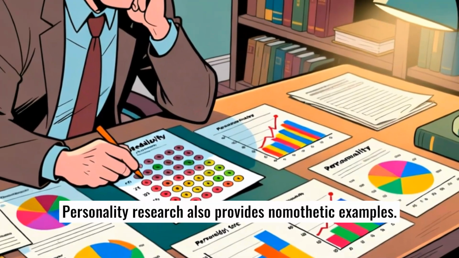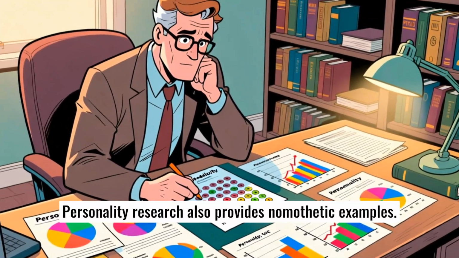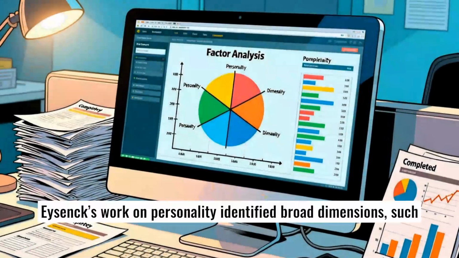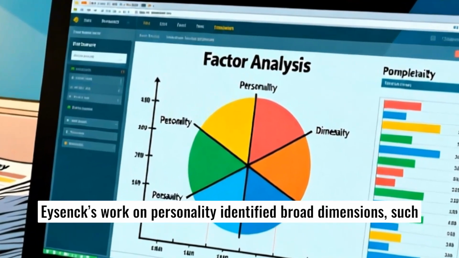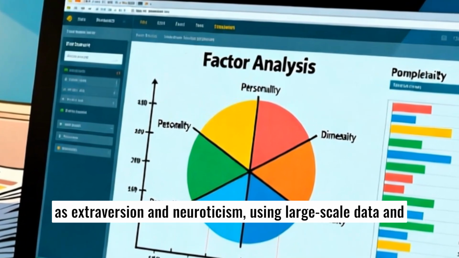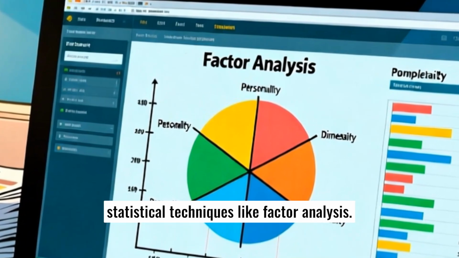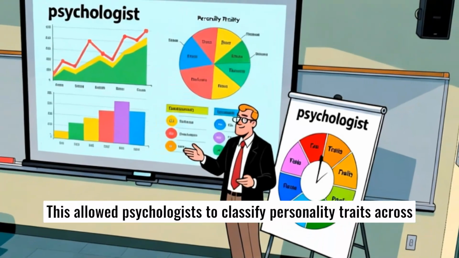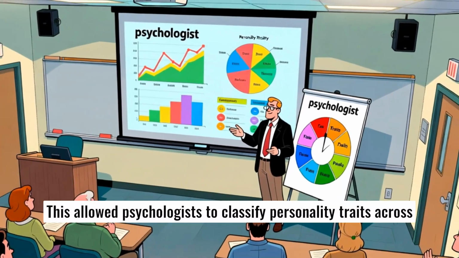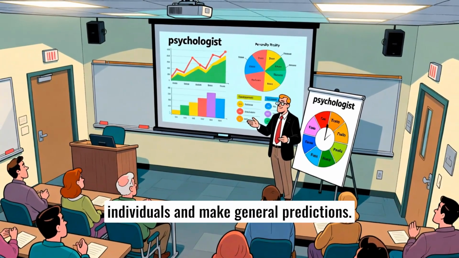Personality research also provides nomothetic examples. Eysenck's work on personality identified broad dimensions, such as extroversion and neuroticism, using large-scale data and statistical techniques like factor analysis. This allowed psychologists to classify personality traits across individuals and make general predictions.